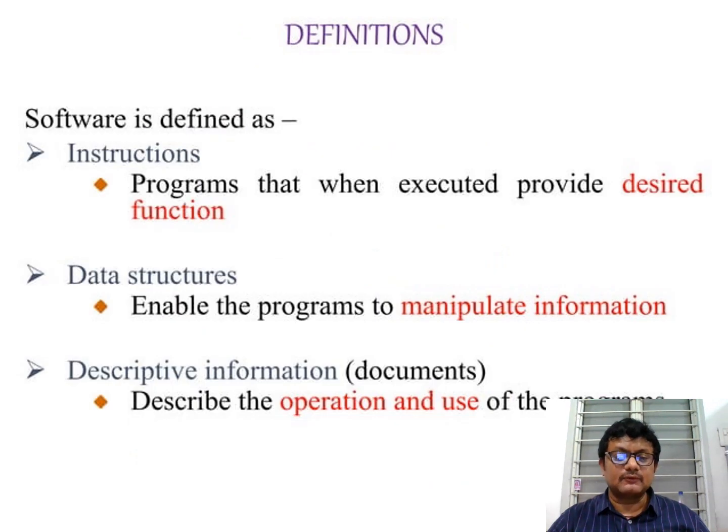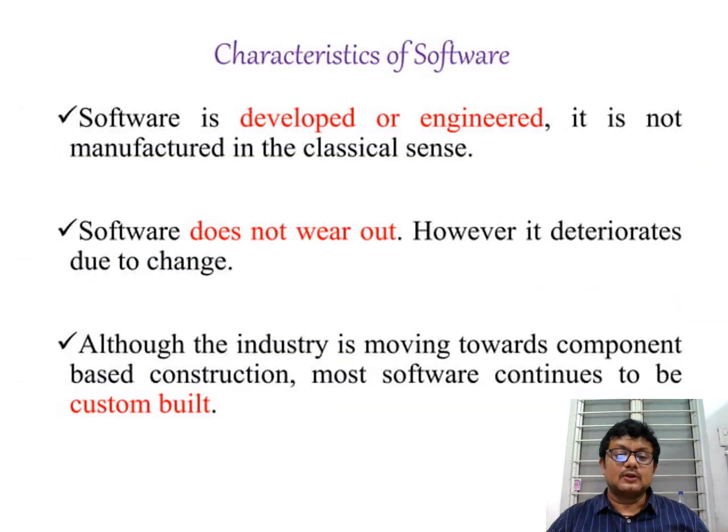Definition. Software is defined as instructions, programs that when executed provide desired function. It is also defined as data structures that enable the programs to manipulate information, and descriptive information, documents that describe the operation and use of the programs. What are the characteristics of software?